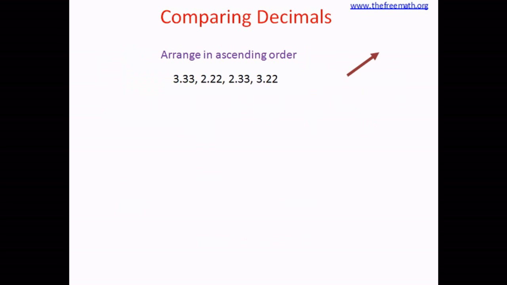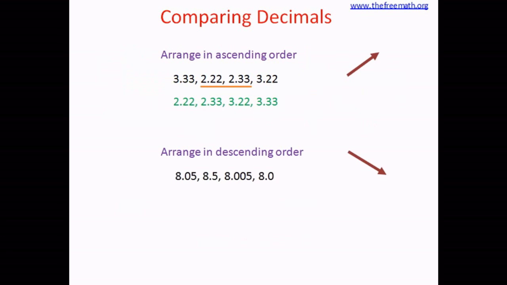The smallest whole number part would be 2, but there are 2 decimals here with 2 as the whole number. So let's look at the tenths position. If you look at the tenths position, we know that 2.22 is the smallest decimal. So that would come first. After that would be 2.33. After that would be the decimals that have 3 as the whole number part. Now in those 2 decimals, 3.22 would come before 3.33. So these are the decimals in ascending order.